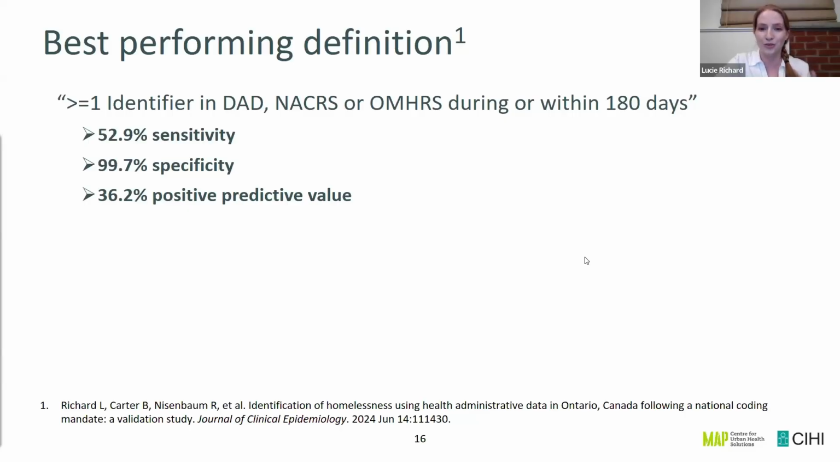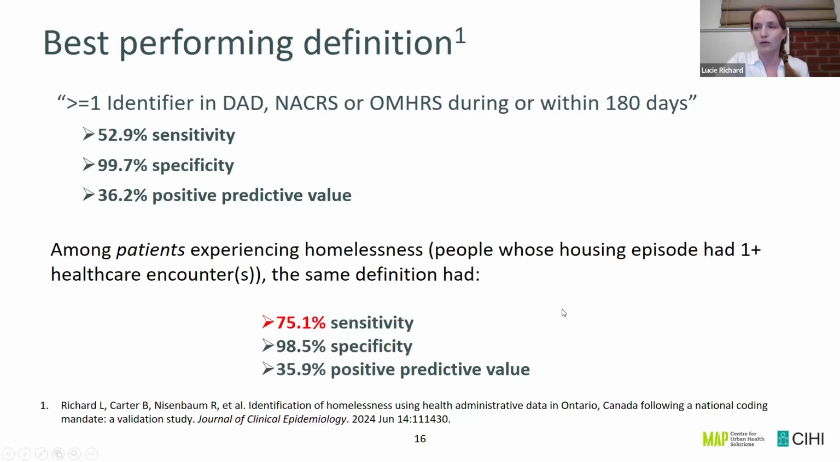This is within the universe of people experiencing homelessness, whether or not they even use healthcare. However, you might be interested in a different group. Perhaps you're more interested in patients experiencing homelessness, the folks who are using healthcare and have the opportunity for having these identifiers. If you restrict to housing episodes with at least 1 eligible healthcare encounter within these databases, the same definition increases quite a bit in sensitivity. So now you're looking more at like 75% sensitivity. Meanwhile, the other validation characteristics remain pretty much the same.